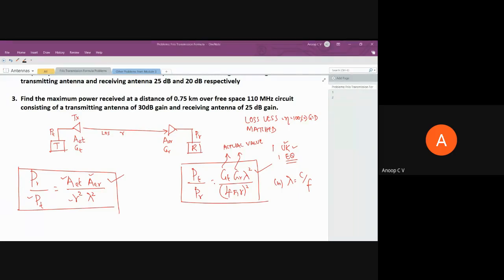So I'm not solving this one. If you want me to solve it, please feel free to ask me. Otherwise, I'll be skipping this first problem. I won't be solving it.